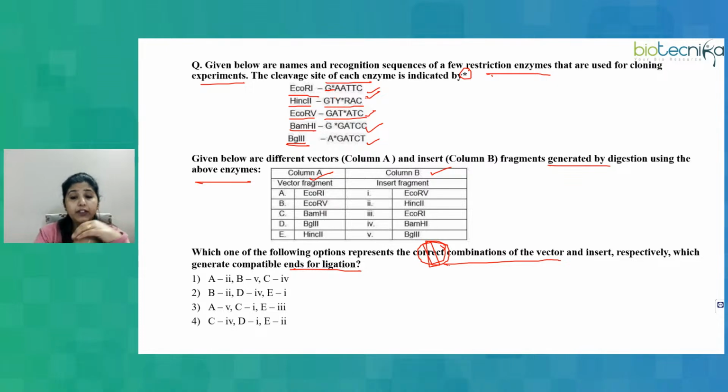Now, if you are getting confused about how to read this table, then definitely it requires practice. Okay, I will be telling you a strategy for how you should read the table for such types of questions.